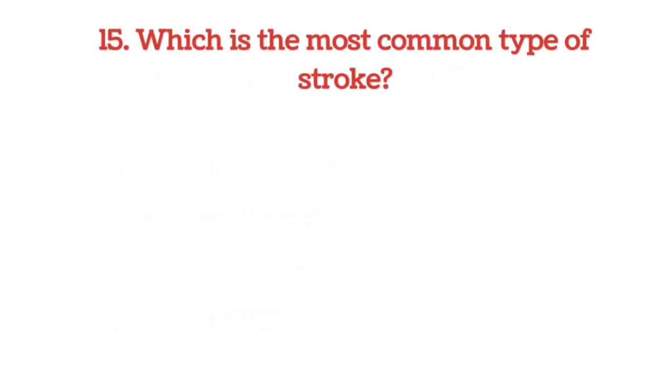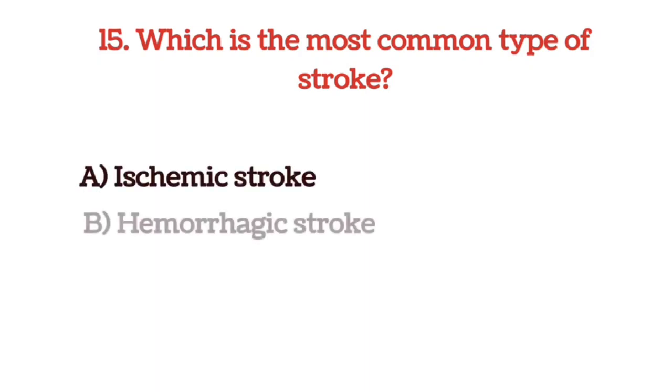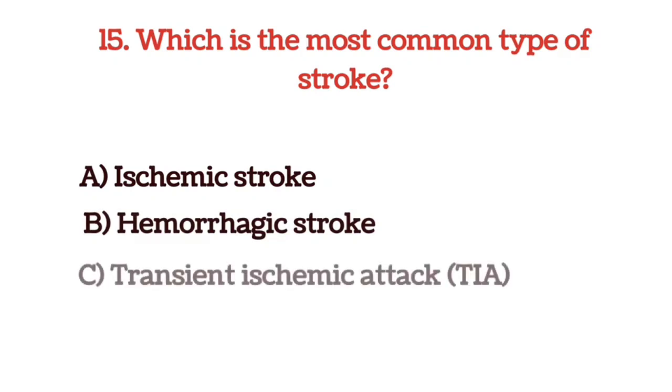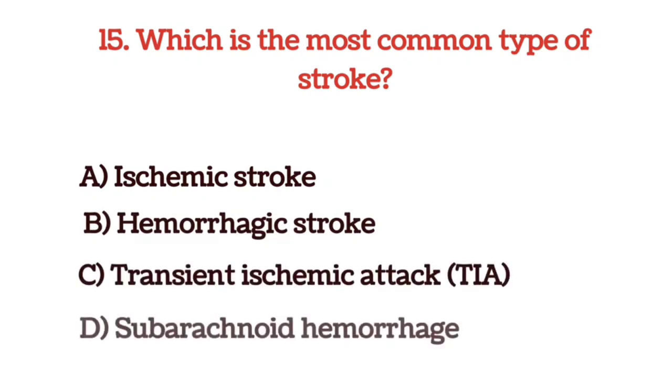Which is the most common type of stroke? The options are ischemic stroke, second, hemorrhagic stroke, third, transient ischemic attack, TIA, and subarachnoid hemorrhage. And the correct answer is ischemic stroke. It is the most common type of stroke.